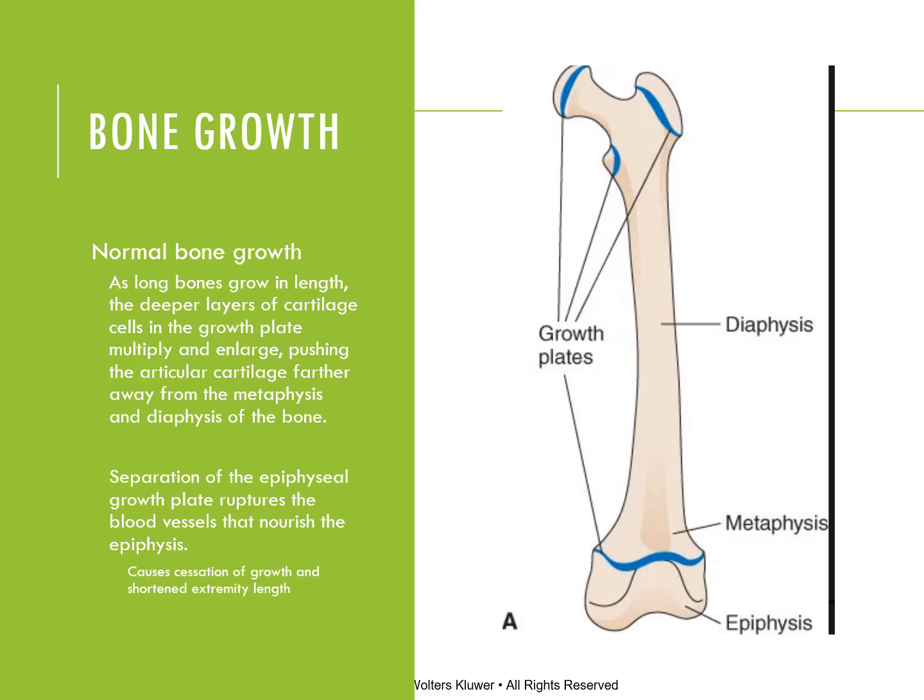Another issue with bone growth can happen if there's separation of the epiphyseal growth plate. That can happen in things like fracture or trauma to the bone. If those blood vessels that nourish the epiphysis are damaged, it can cause complete cessation of growth and cessation of lengthening in that long bone.